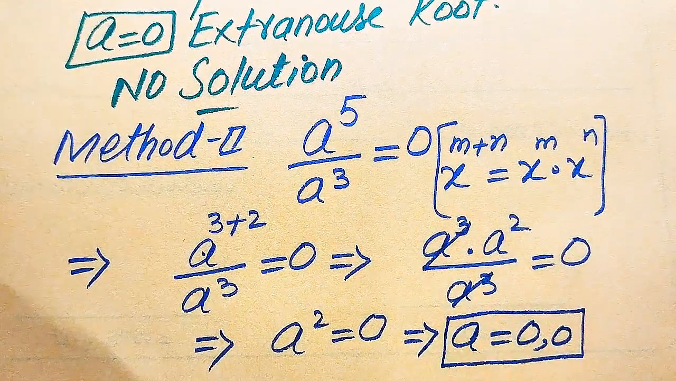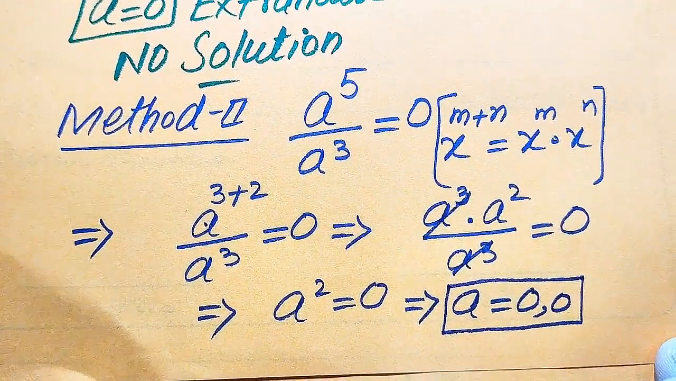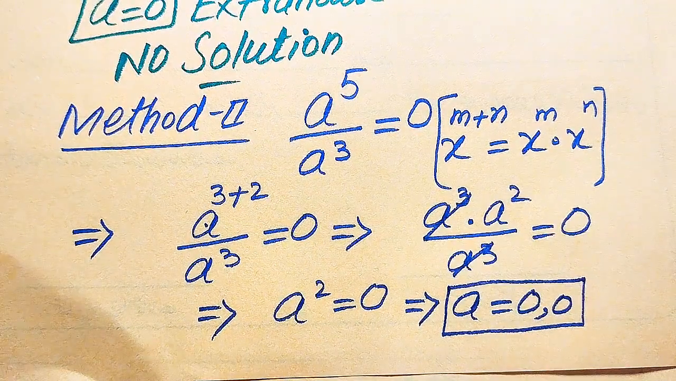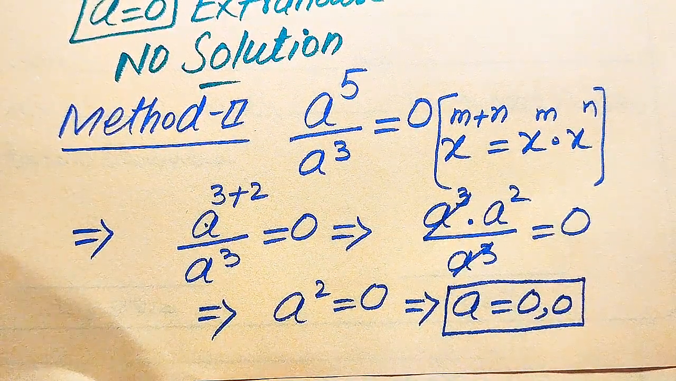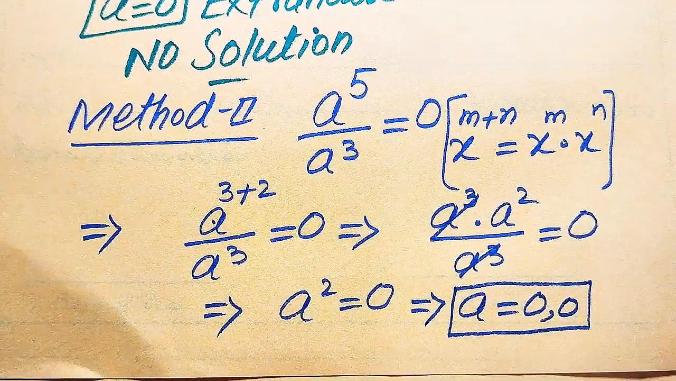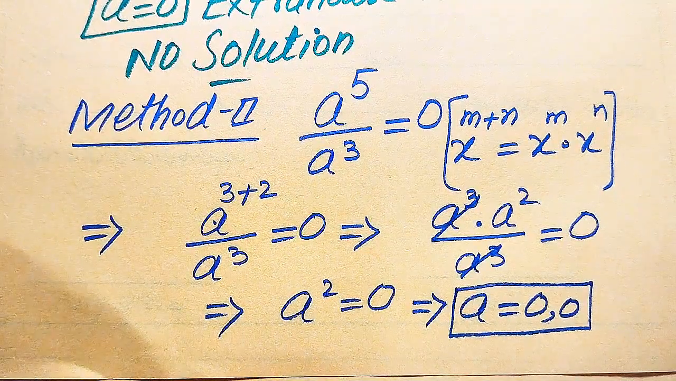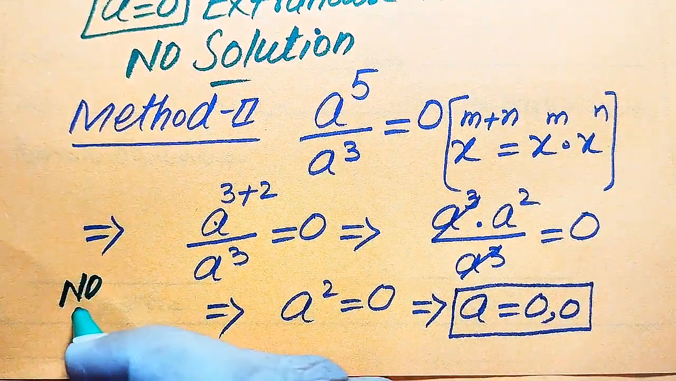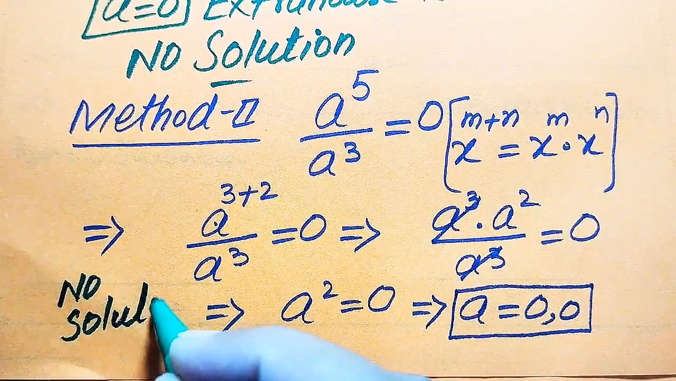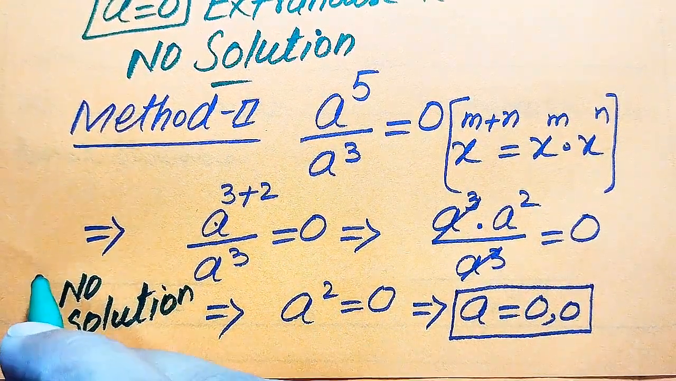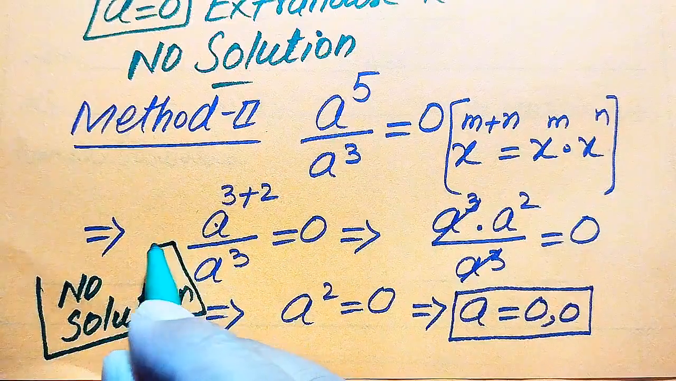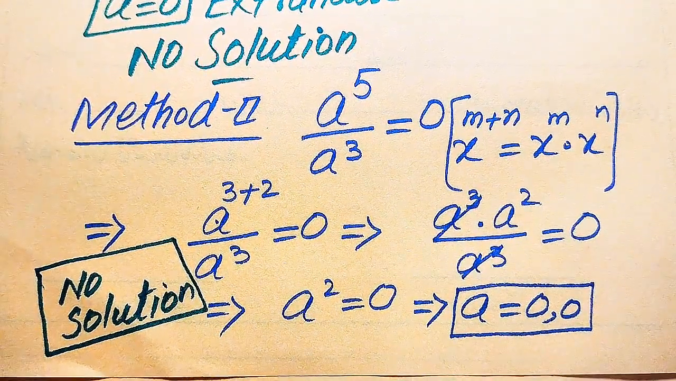So this means that there are two repeated roots of the given equation, which we got in the first method. And also in the first method, we already verified that this root a equals 0 does not satisfy our given equation. So we finally conclude that this equation has no solution, because we cannot get any value of a which satisfies our given equation.